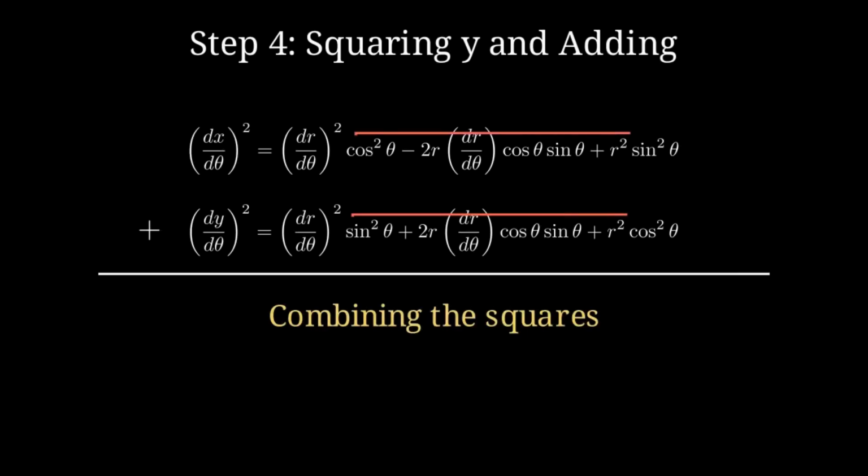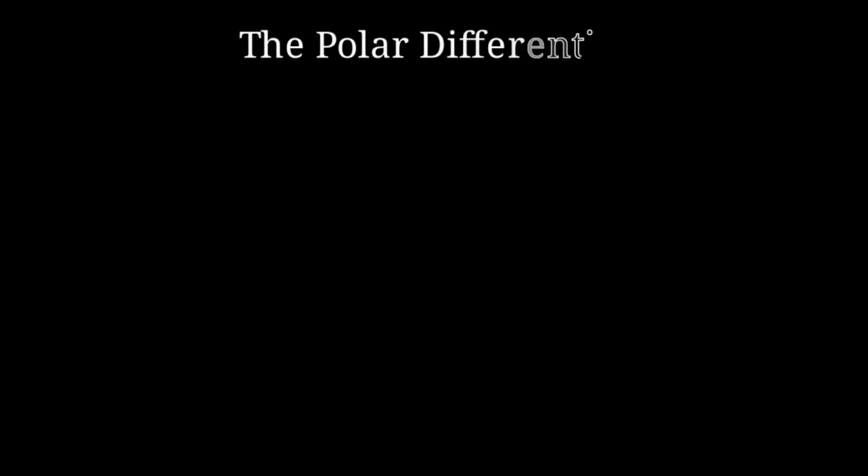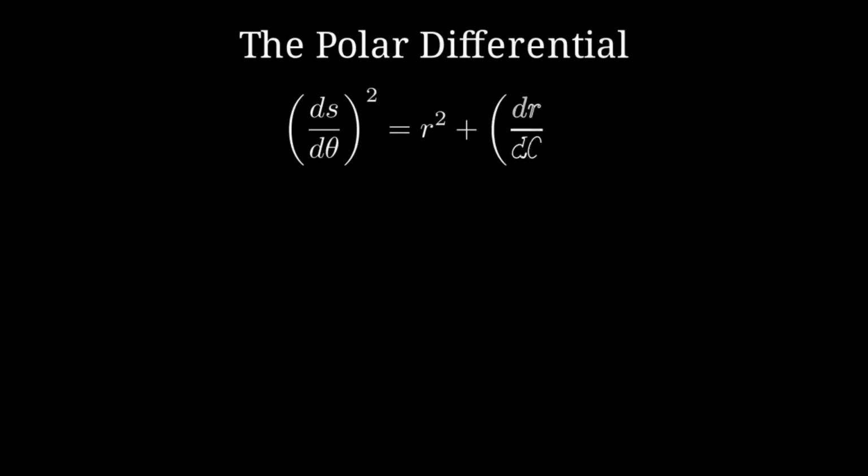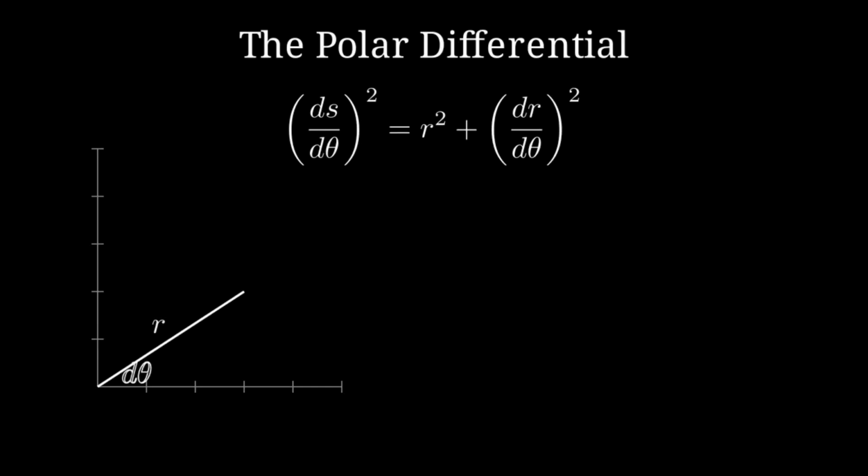When we add the squares of dx/dθ and dy/dθ together, the complex middle terms, the cross products, are identical but have opposite signs, meaning they will cancel each other out entirely. We have found that the rate of change of the arc length squared is simply r squared plus the derivative of r with respect to theta, squared. This is the polar version of the Pythagorean theorem.